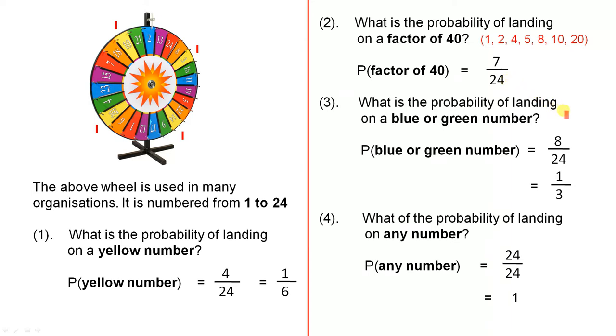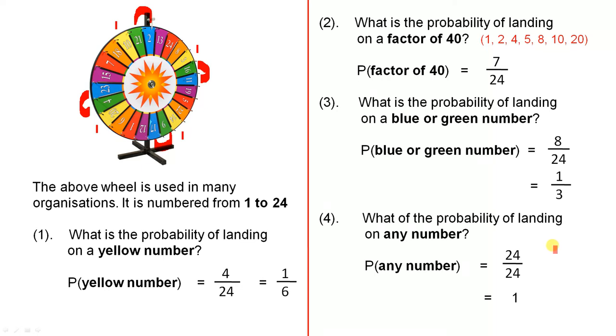What is the probability of landing on a blue or green number? Okay, so it's either one of those 2. So there's 1, 2, 3, 4, 5, 6, 7, 8. So there are 8 of them. There are 8 numbers which are coloured either blue or green, so the probability is 8 over 24, which is 1 in 3.